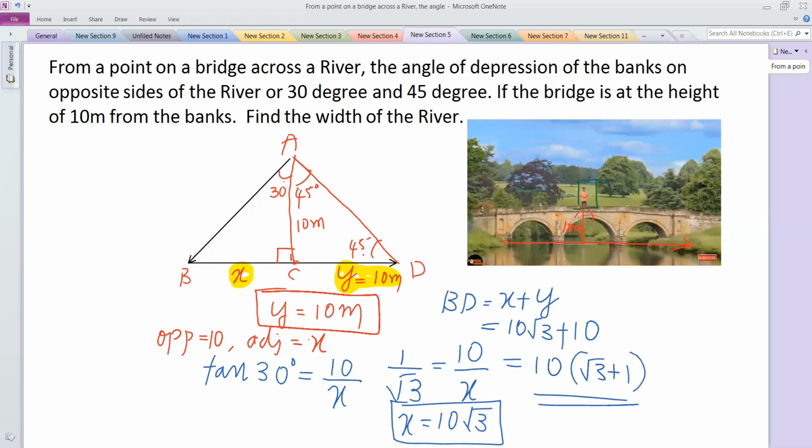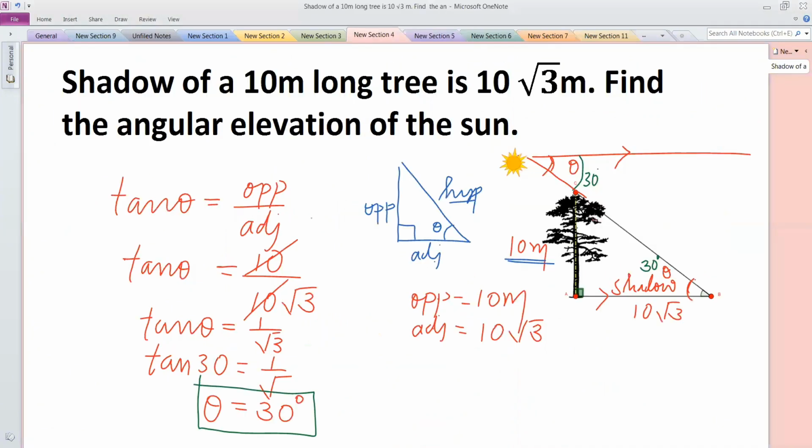See, without actually measuring the width, we have taken two angles and the height of the bridge and found the width of the river. This is the practical application where we need to use applications of trigonometry. That is what I said in the beginning. We can find the height. See, in the previous problem, if you look at this problem, you will come to know that we found the angle.